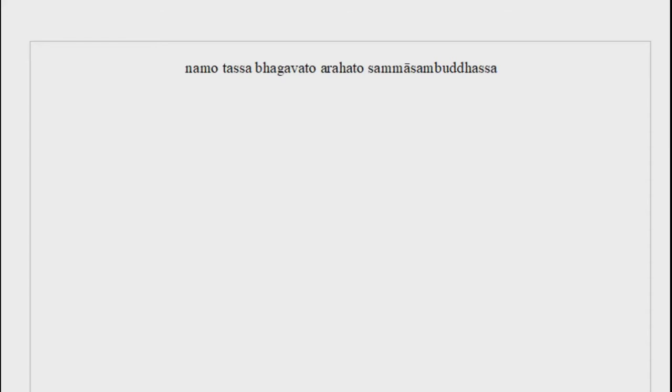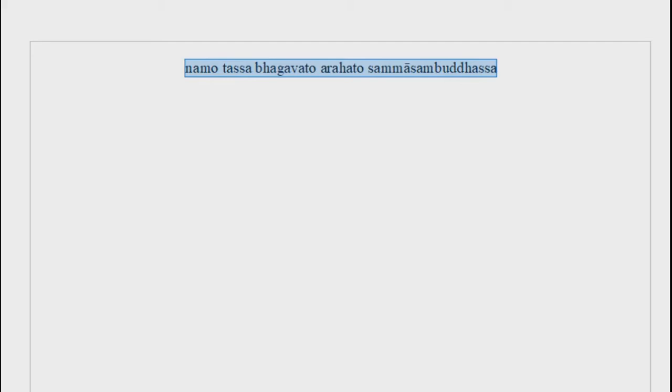Today we will be examining a chant which offers veneration to the Buddha. Namo tassa bhagavato arahato sama sambuddhassa. Veneration to the Blessed One, the Arahant, the fully enlightened one.